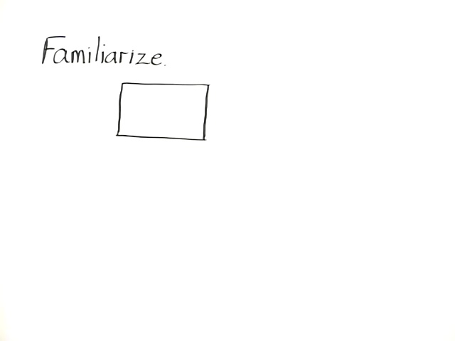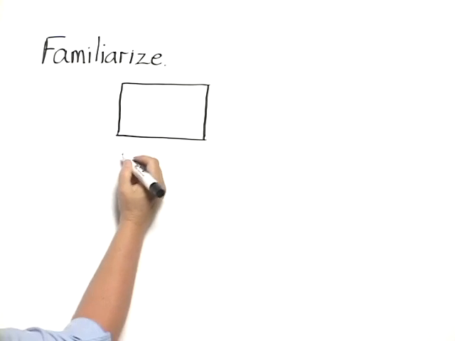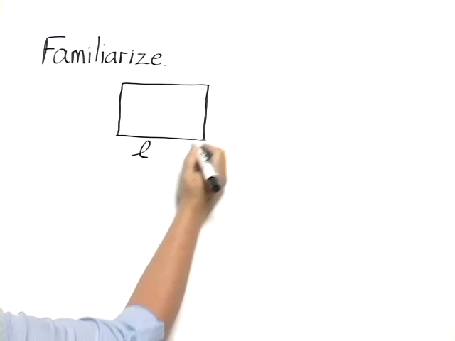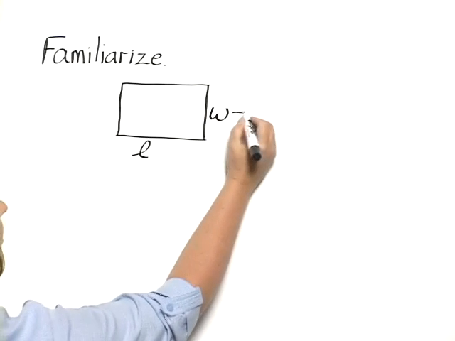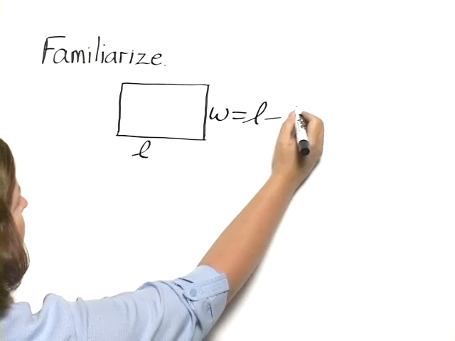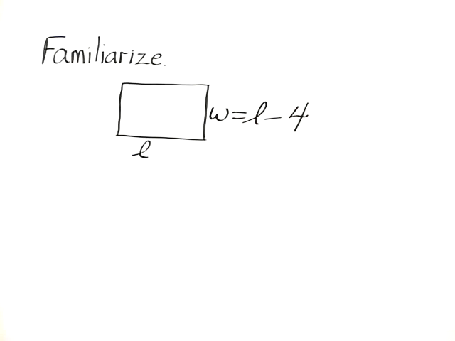We'll begin by familiarizing ourselves with the situation, and to do so we will draw a rectangle, and we can label the rectangle with the length and the width. In order to do this problem, we're going to want to work with just one variable, and we're told that the width is 4 meters less than the length. So instead of the width, we can write length minus 4.